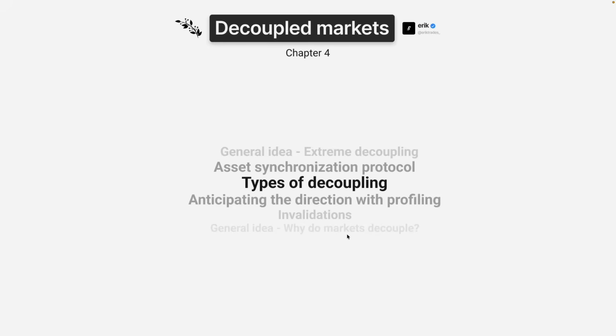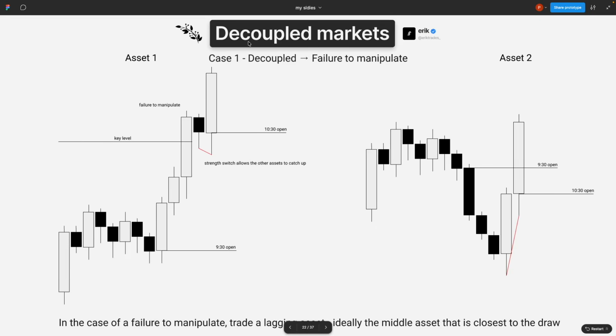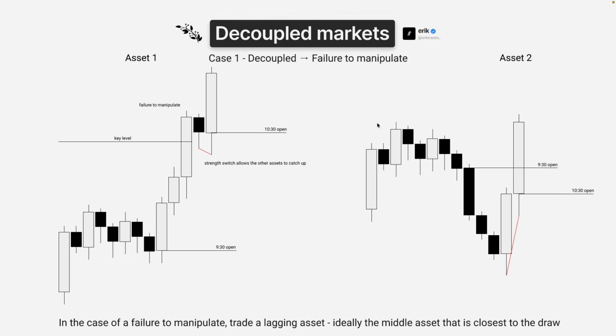Okay. So this is types of decoupling in the market. So there's different types of decoupling. Let's get into it. Hold on. So we have case 1, which is a decoupling and a failure to manipulate. This is very straightforward. This asset decouples to fail to manipulate.